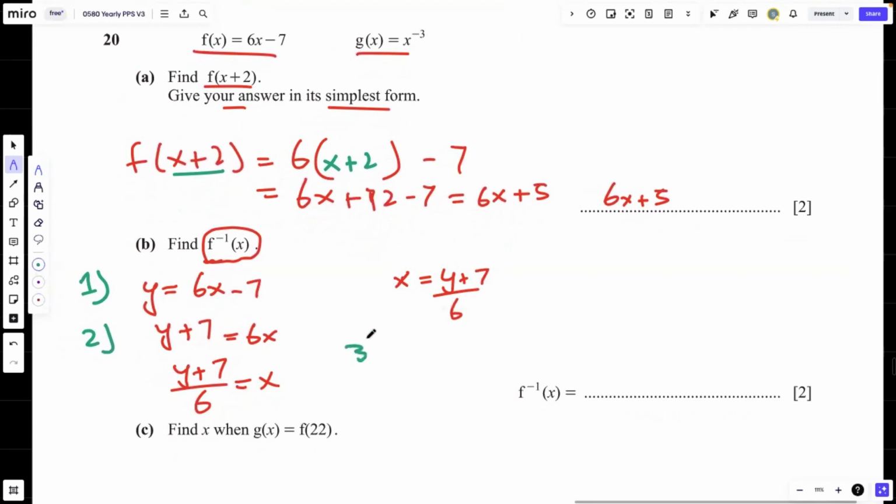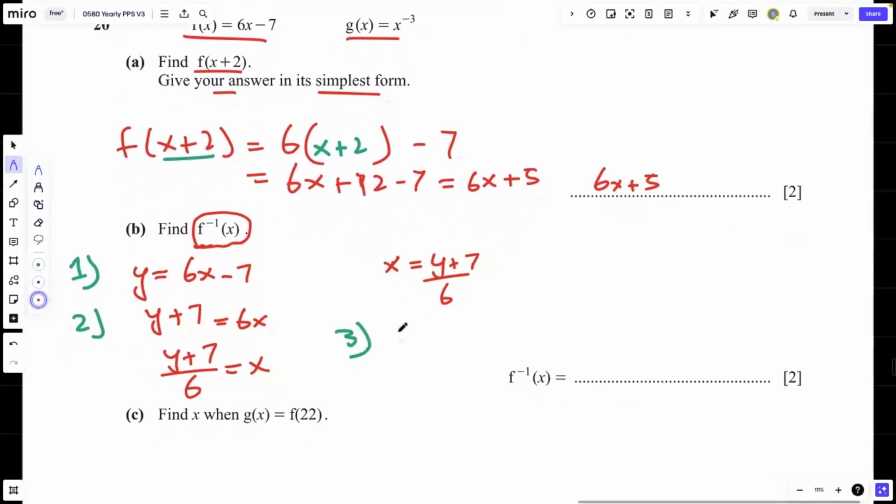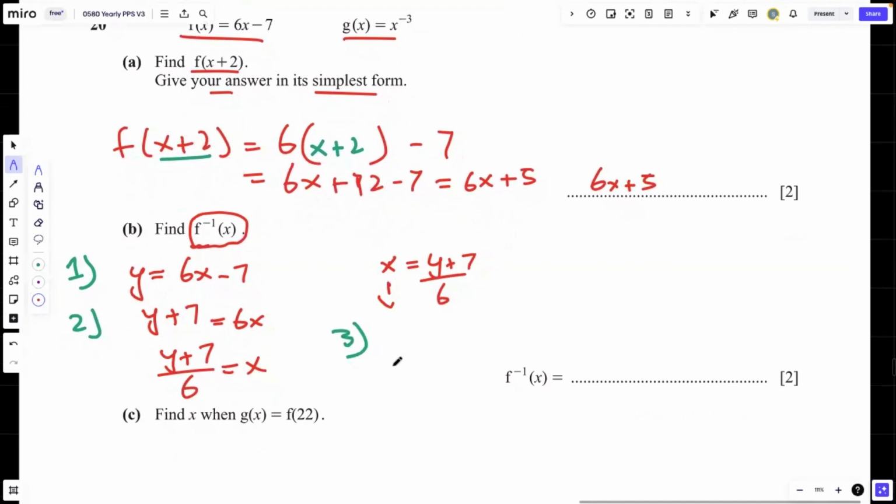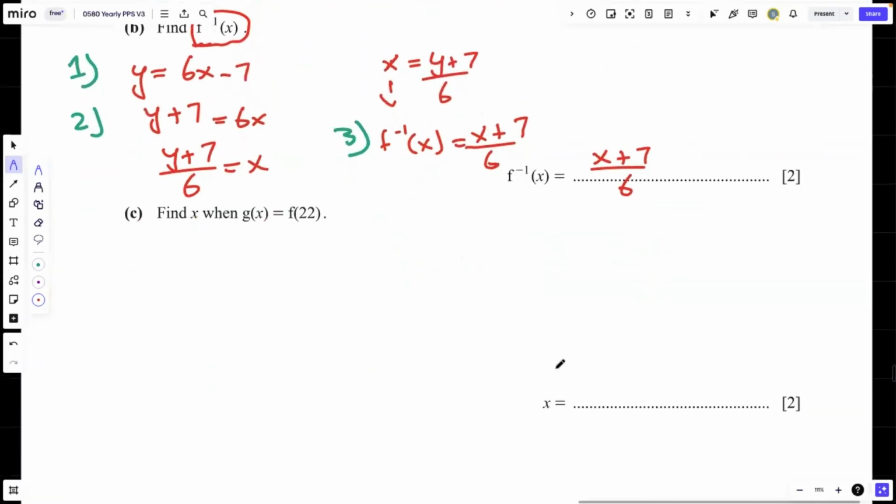Third step is that we replace the x with what we are supposed to find, which was f inverse of x. And we replace the y with x actually, so that's x plus 7 over 6. So the final answer is actually x plus 7 over 6. That's how you find the inverse of this.